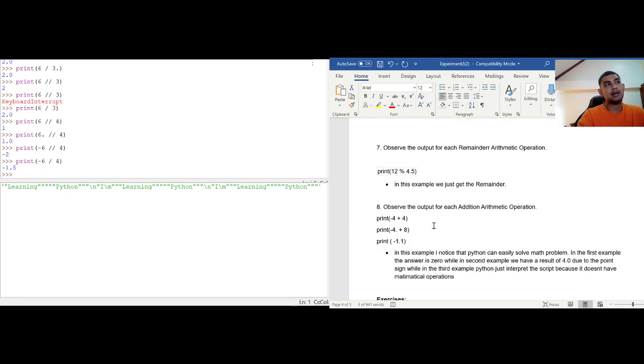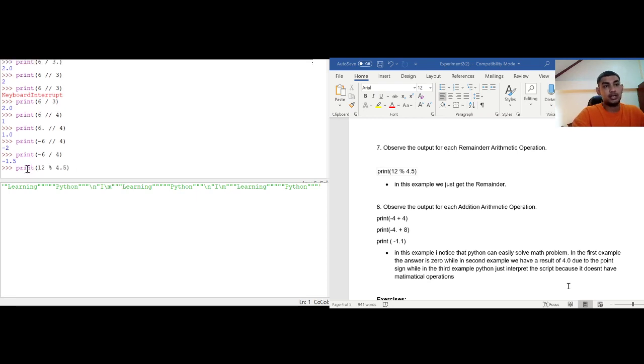So for example number 7, observe the output for each remainder arithmetic operation. So for this one, print 12 % 4.5. So the symbol of percentage here is the remainder operation. So let's try the example that was given here.